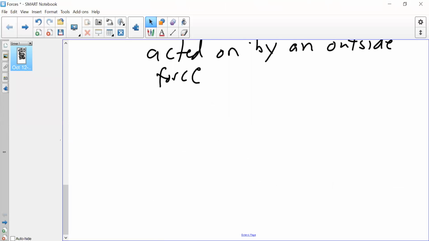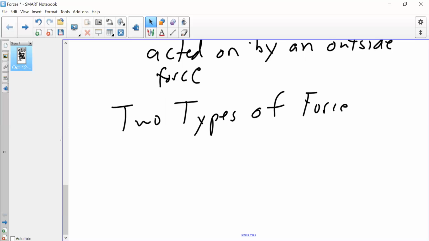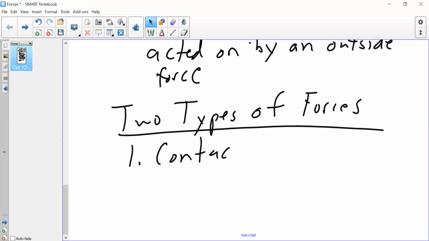So we've defined what a force is, that it's any interaction between two or more objects, and they can cause an acceleration. But in our case, we're going to look at forces that do not cause accelerations. And then there's two types of forces. One, contact force. Forces that touch objects, right? That they're in contact with objects.